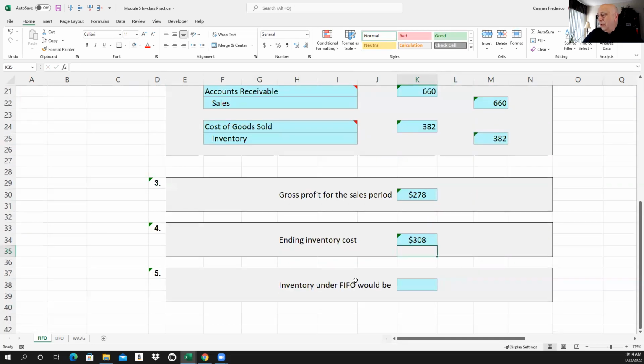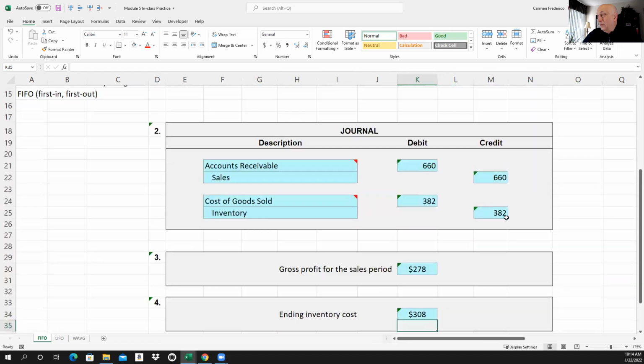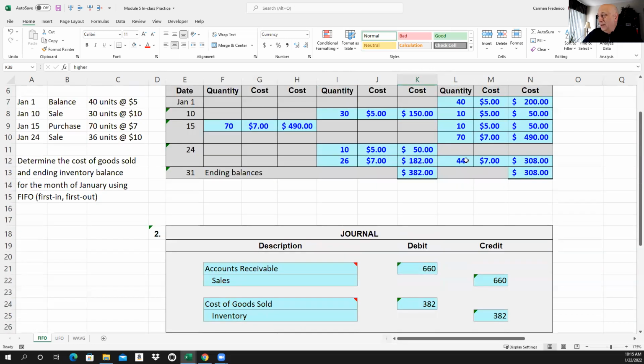And then we have inventory under FIFO. Would inventory under FIFO be higher or lower than the other inventory methods? Is it higher or lower? Okay. It should be higher because we're going to see when we do LIFO that FIFO is comprised of the most recent purchases. We have $7 unit costs here in inventory. When we look at LIFO, we're going to see we still have some of the earlier costs because we're depleting the most recent purchases first. Okay, so this is FIFO.